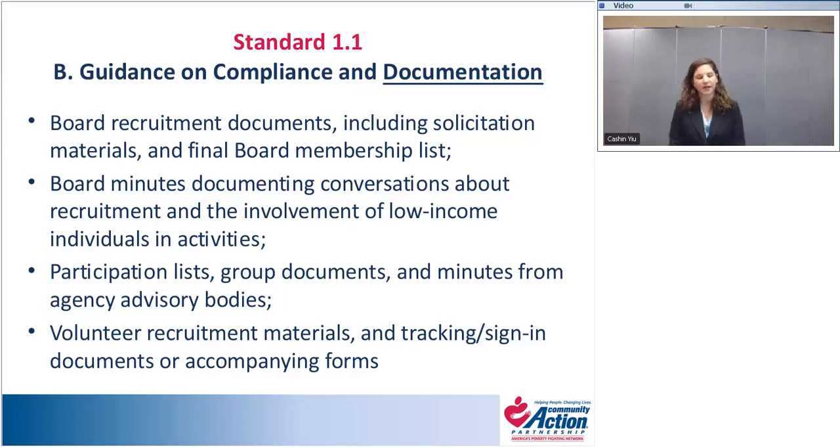The third bullet shows participation from those that may be outside of board activities. That would be your advisory body or any other committee meetings, showing those minutes as proof. And the fourth really gets to those volunteer efforts. There's another standard that specifically relates to volunteering, but you could use those documents as well to prove that low-income people participated in your activity through volunteer efforts.